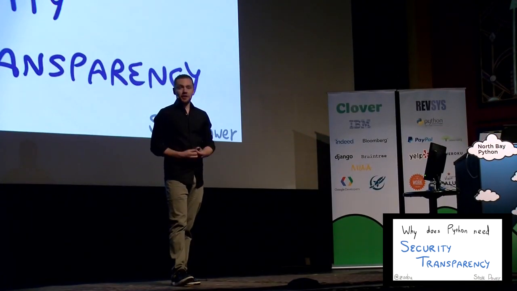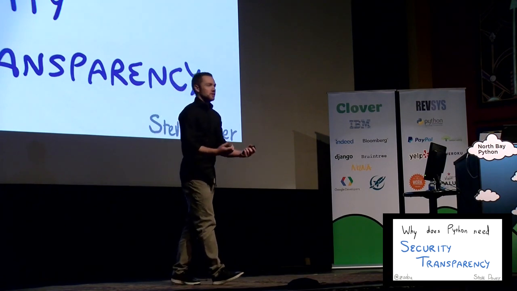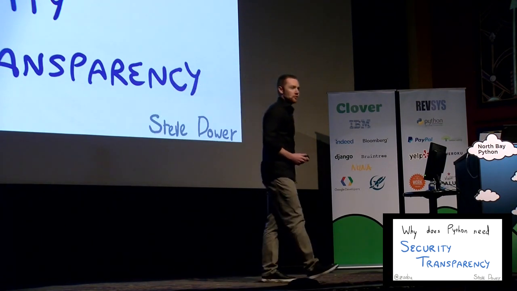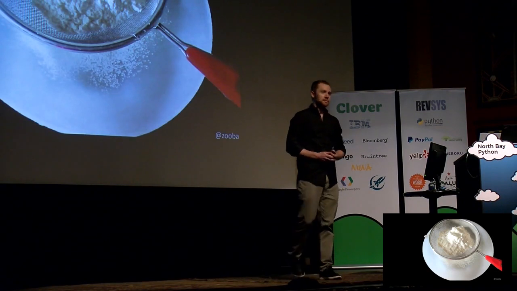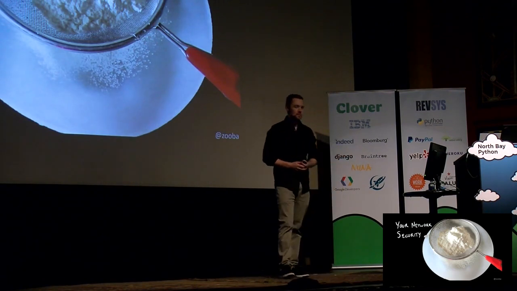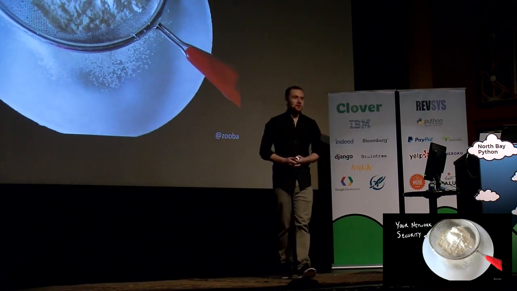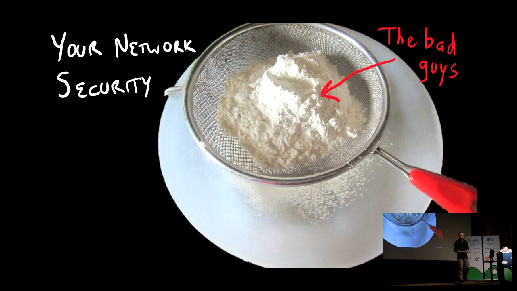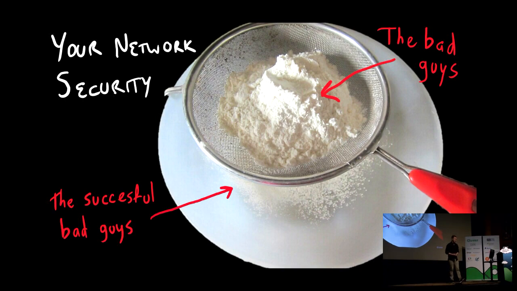So to prepare for this talk, I did some research. I went into your business, I went into your company, and I took a photo of your network security. This part at the top here are the bad guys. This part at the bottom are the successful bad guys. And I can tell you all recognize this, because this is exactly what your network security actually looks like.